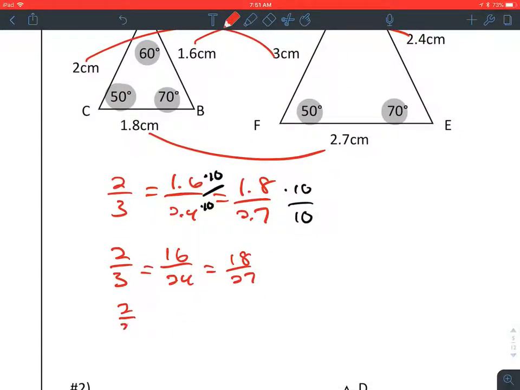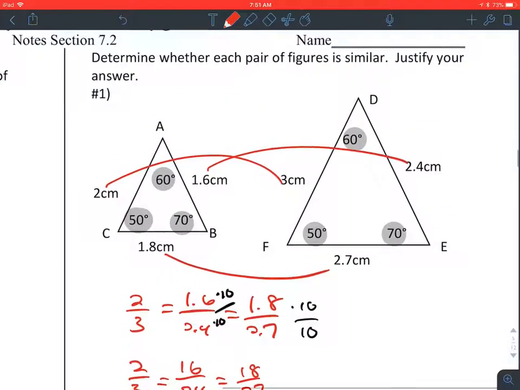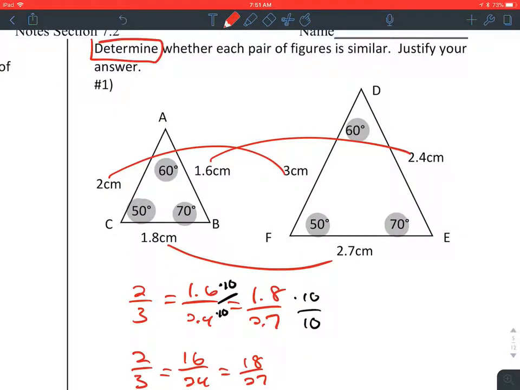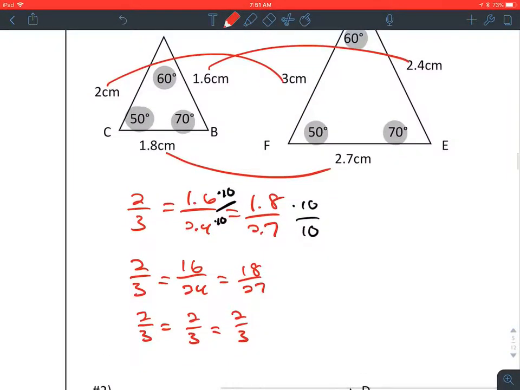16 over 24, you can divide the top and bottom by 8 and get 2/3. 18/27, you can divide the top and bottom by 9 and get 2/3. Since each of the ratios simplify to the same thing, it means corresponding sides are in fact proportional. So the question was, determine if they're similar, justify your answer. There are 2 things we're supposed to do. So, yes, they are similar.